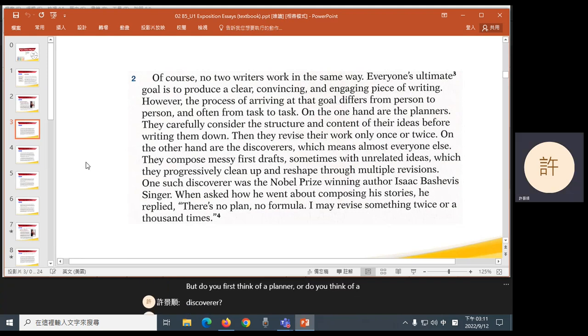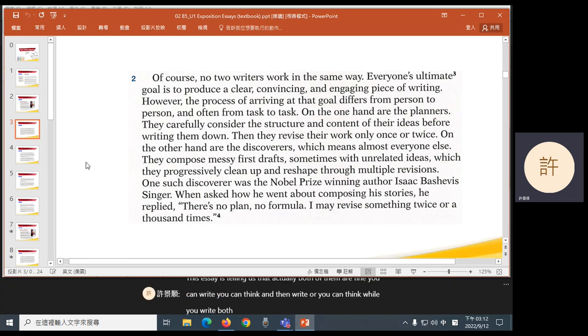I think most of us would agree that most of the time, a good writer is someone who knows what they want to say before they write. That's the classic idea. This essay is telling us that actually both of them are fine. You can write, you can think and then write, or you can think while you write.